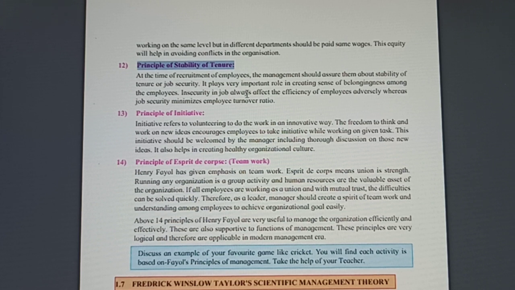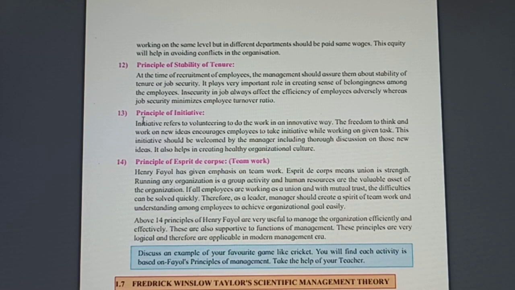He will not work with wholehearted efforts. So, principle of stability of tenure. If the company says to the employee, yes, you are permanent and you are going to stay with this company for long, then the employee will feel that yes, the company has told me I am a permanent worker here, so I have to work wholeheartedly, and he will work with his full support.